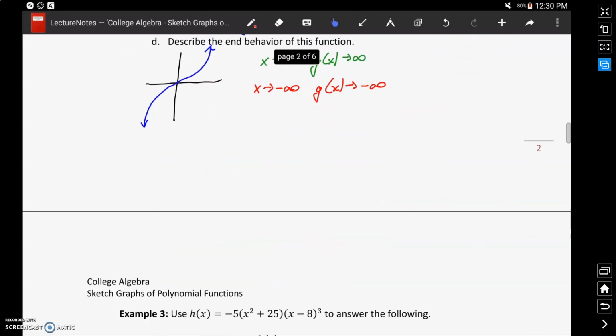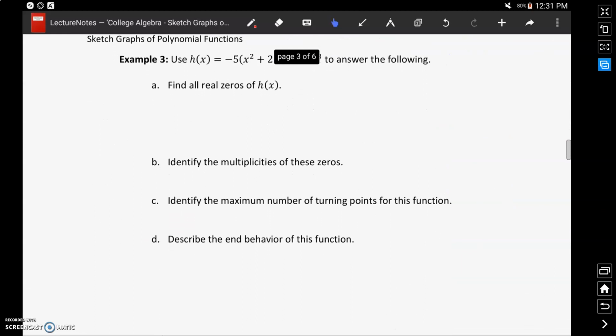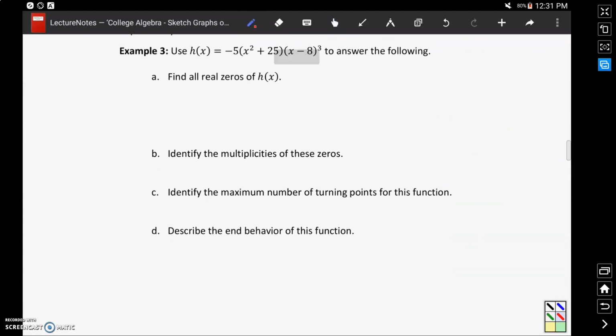We'll look at two more examples to reinforce this process of identifying the behavior of a function without looking at its graph. For example 3, again we want to find all real zeros, which means we'll take each of our factors, set equal to 0, and solve. In this case, x minus 8 equal to 0 will give us x equals 8. Taking x squared plus 25 equals 0 will give us x squared equals negative 25, which gives us no real solutions.